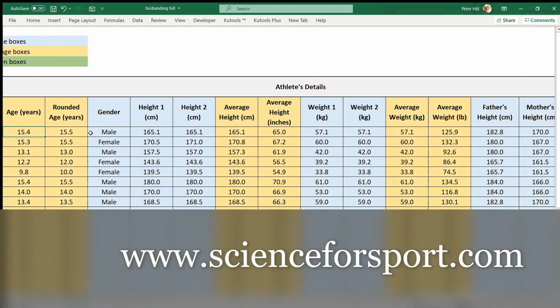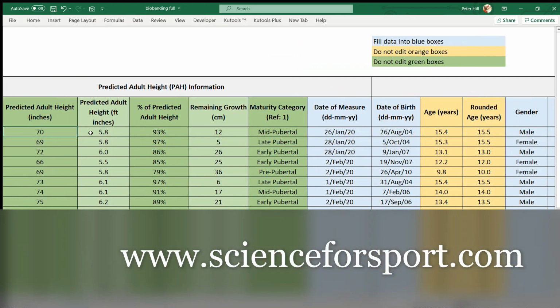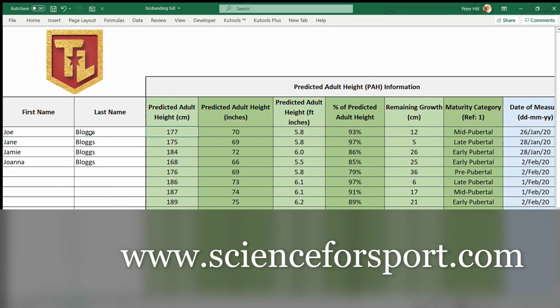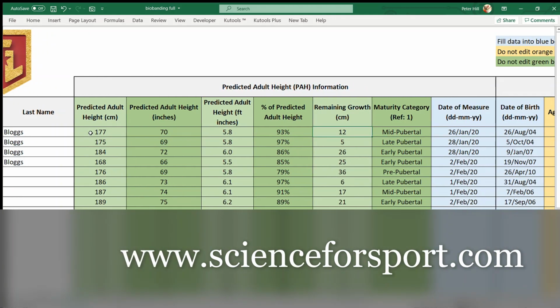So what the boffins over at Science for Sport have done is all the maths here, and it tells us that he has an adult predicted height of 177 centimeters, which means that he has approximately 12 centimeters left to grow, and he's in his mid-puberty.